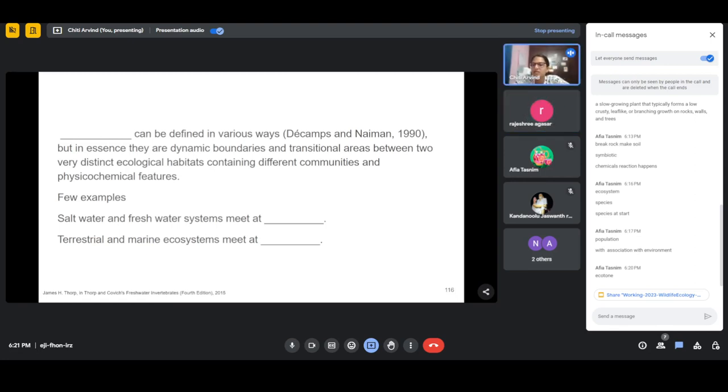These are all different habitats that have some fixed or defining parameters, right? But in the definition, if you read out here, it's written that these particular zones or this term are dynamic boundaries and transitional areas between two very distinct ecological habitats. So the key is in that.